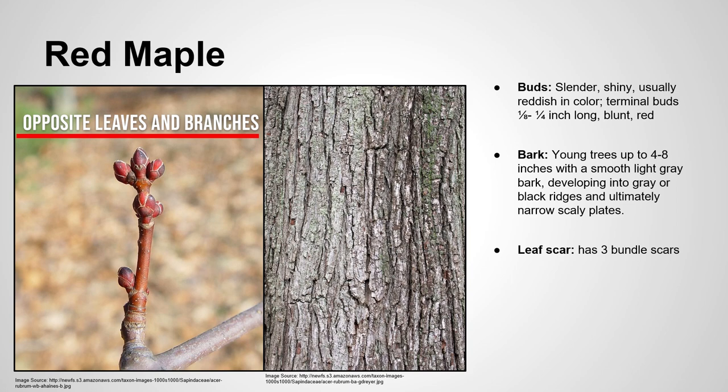The buds tend to be slender and shiny and reddish in color, and the terminal buds are 1/4 inch long or smaller and typically blunt. The bark of young trees tends to be a light gray and rather smooth, but develops into dark gray ridges and scaly plates. The leaf scars have 3 bundle scars.